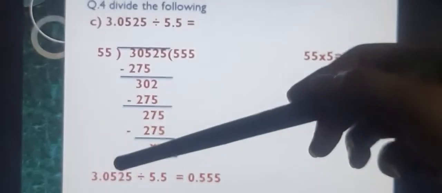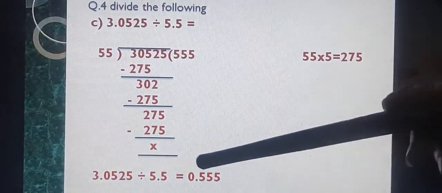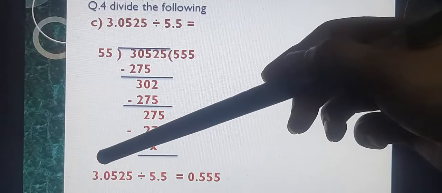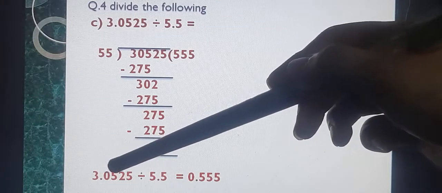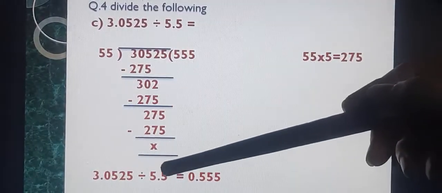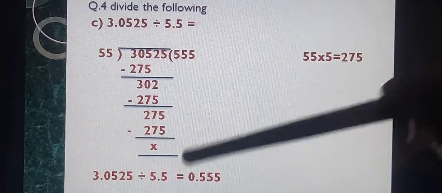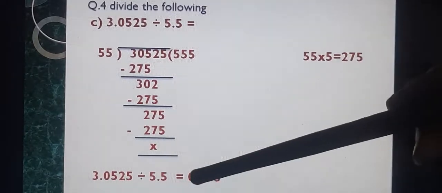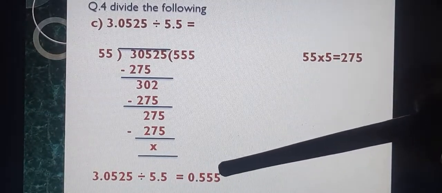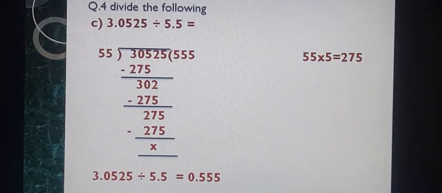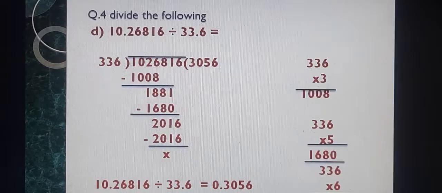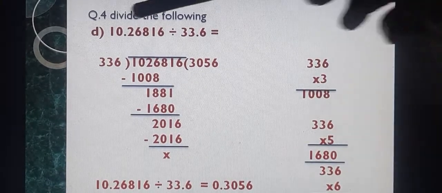Now write down the question again. 3.0525 divided by 5.5. Now count the number of digits after decimal. 1, 2, 3, 4. And here 1. 4 minus 1, 3. So count from ones place. 1, 2, 3 and put the decimal. So our answer has become 0.555. Right? Next is question 4, D part.